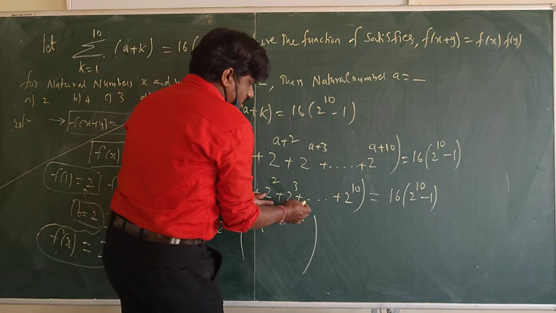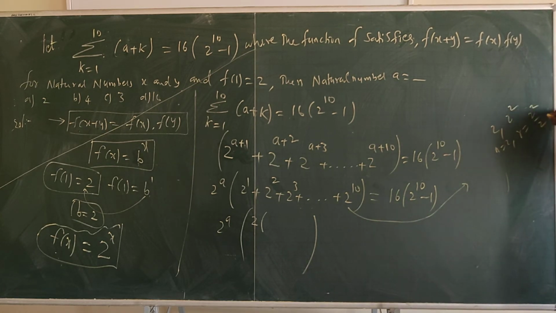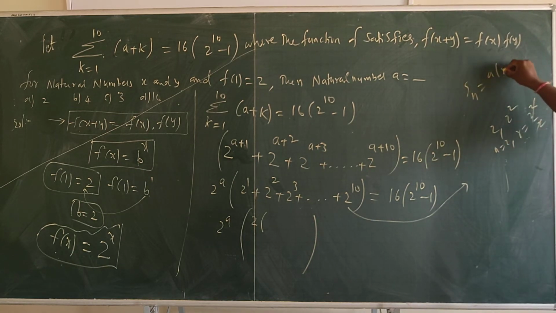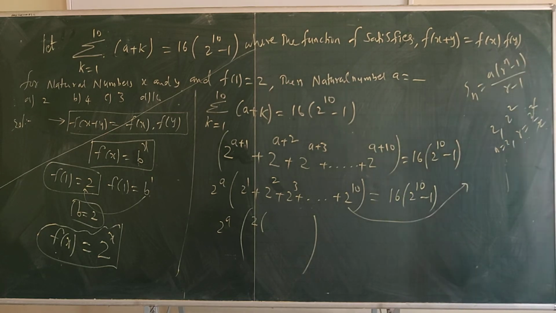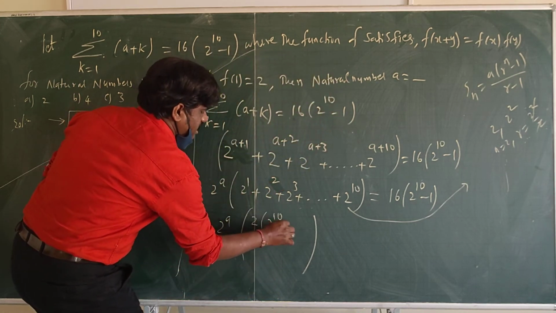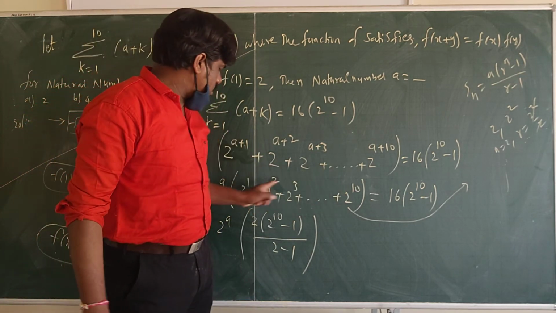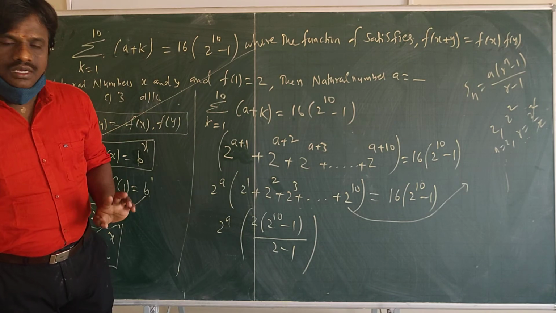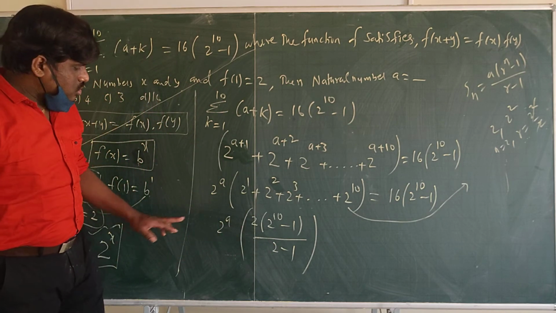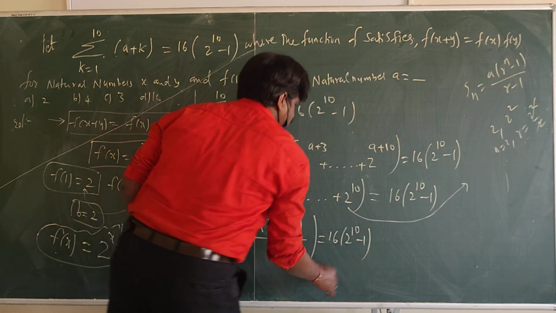You know this is GP. Here you have 2 square, so a is equal to 2 and r is equal to 2 square by 2. So r is equal to 2, a is equal to 2. And Sn is equal to the formula a into r power n minus 1 by r minus 1. So you get 2 into 2 to the power of 10 minus 1 by 2 minus 1. Here n is 10, because you are going from 1 to 10. So 2 minus 1 is 1. So what you got here finally? This is equal to 16 into 2 to the power of 10 minus 1.